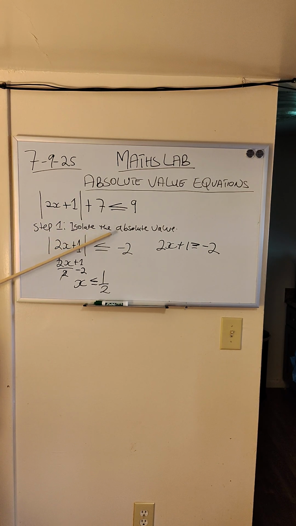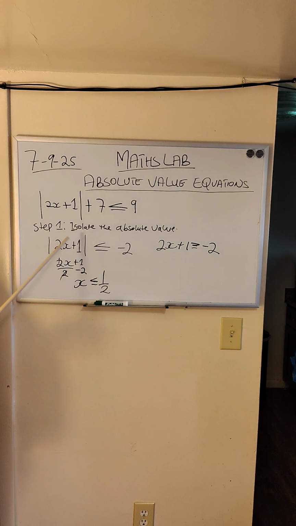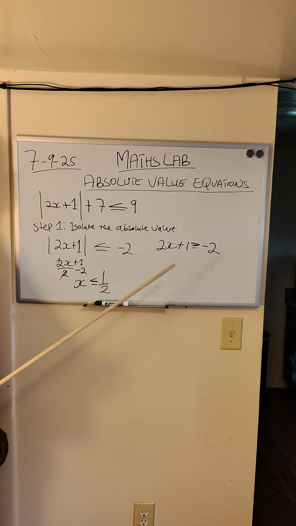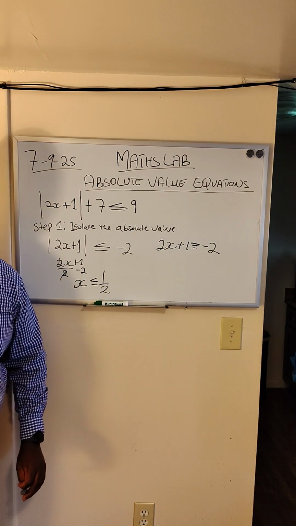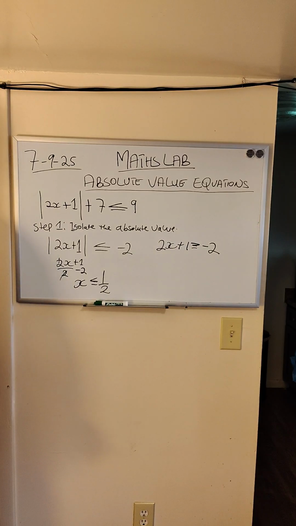Remember, we were taking care of the absolute value. That means we are getting rid of the two stems that are covering the values in there. So once we isolate it out, then we have the numbers. Now we are only dealing with the numbers. 2x plus 1 is less than or equal to negative 2.